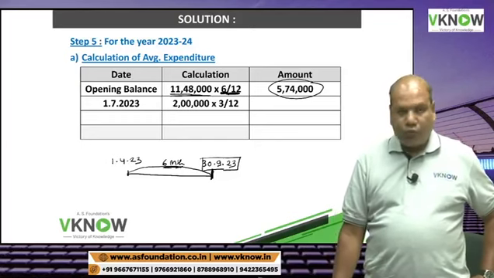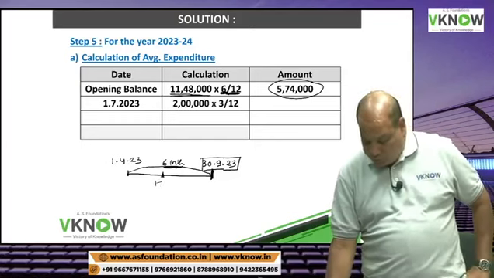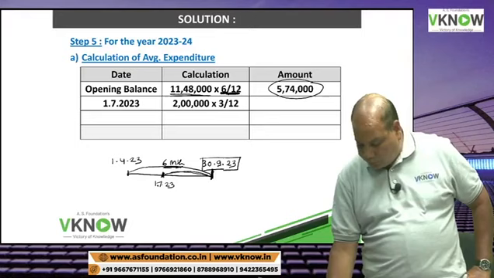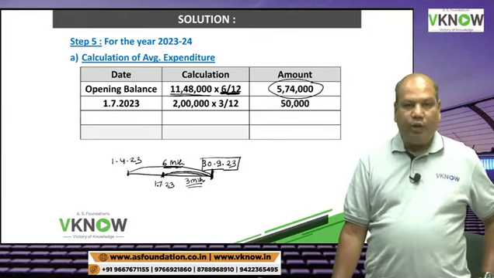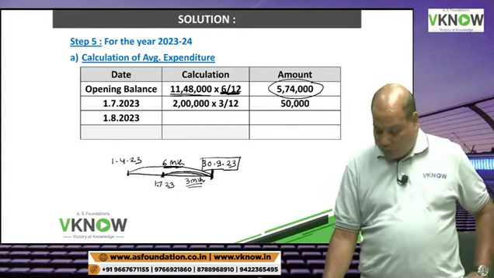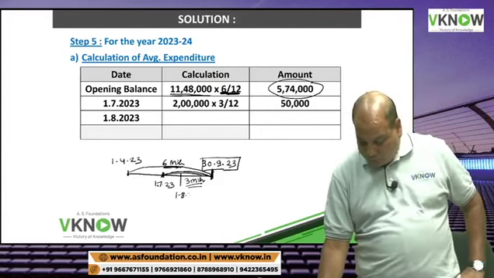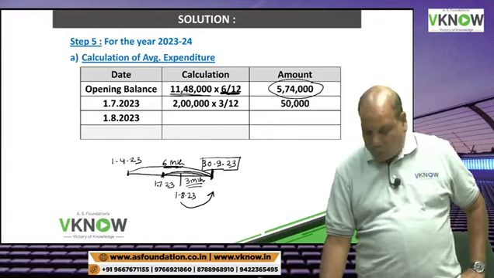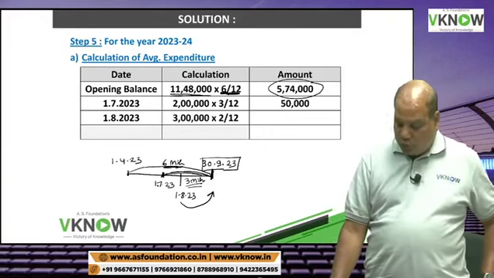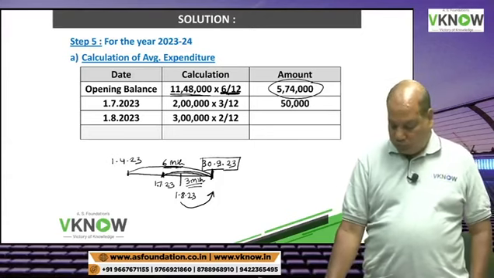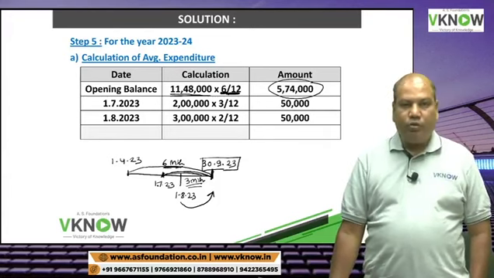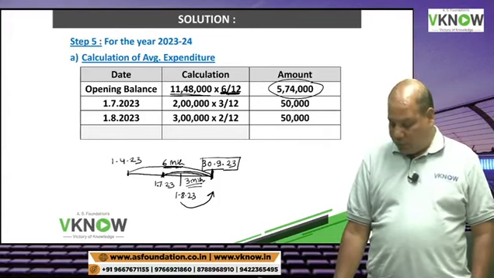Then write down on 1/7/23 you have incurred 2 lakh. Now the gap is 3 months. So we will take 3 months. 2 lakh into 3/12 multiply, you get 50,000. And there is one more expenditure on 1st August 23, August and September 2 months. You have incurred 3 lakh. 3 lakh into 2/12, 50,000.